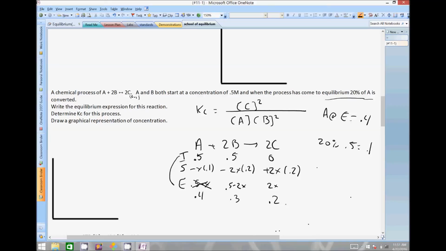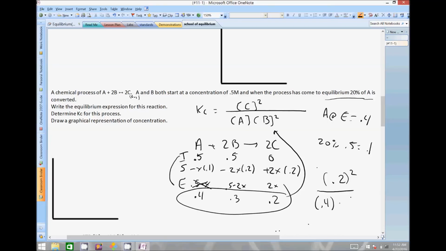Okay, so in this situation, what do we got here? Can I calculate Kc? All I gotta do is take these values and plug them into this expression. So it's going to be 0.2 squared, and then I got 0.4, that's A, and then I have 0.3 squared. Plug it all out, and your K value likely should be about 1.1, I do believe. We calculated that this morning, if I remember correctly.